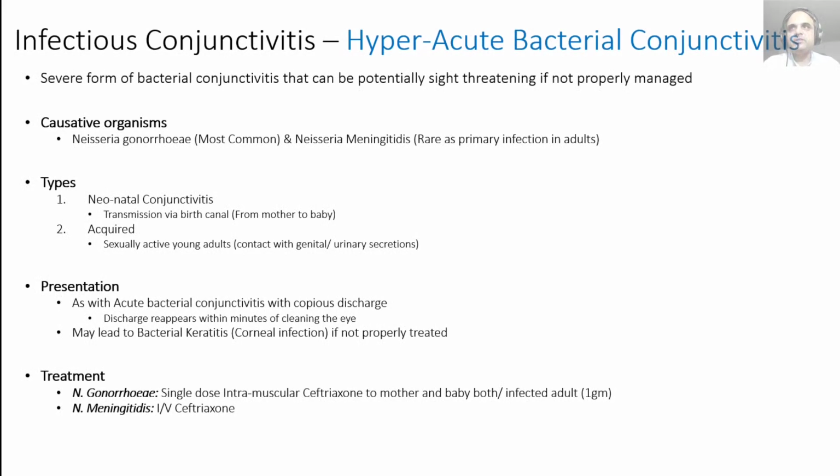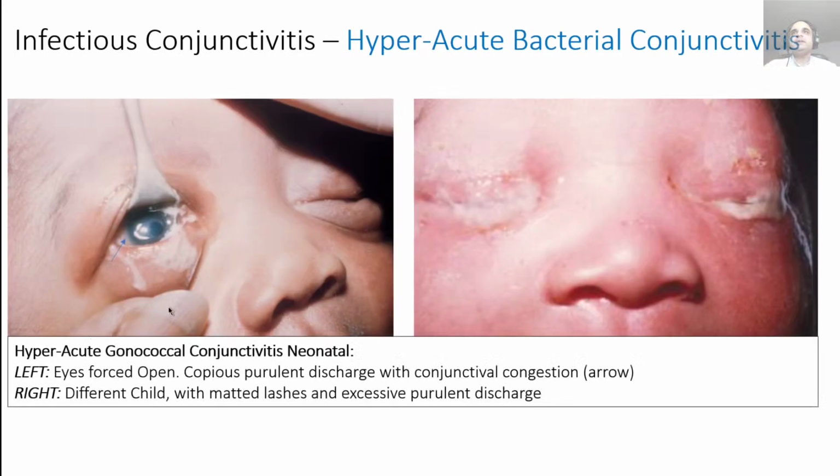So this is a baby with the hyperacute bacterial conjunctivitis. Look at the amount of discharge compared to the eye, and the eye had to be forced open because it produces such a lot of discharge that it mats and makes your eyes stick together.